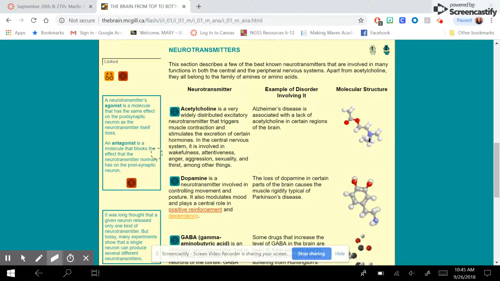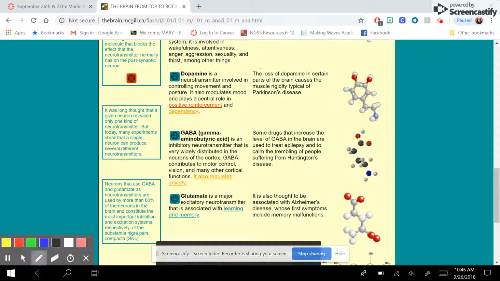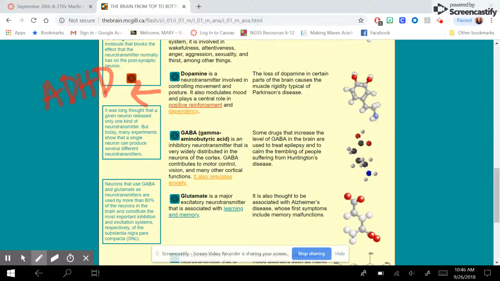The next one is dopamine. Dopamine is another one that can control movement and posture, and also mood. And I would also add that people that have ADHD don't have enough dopamine, so this is also associated with ADHD. People that do not have enough dopamine typically end up with ADHD. When you have a loss of dopamine, it can also cause muscle rigidity and Parkinson's disease. That's a disease where maybe someone is trying to write and they have a shaky hand and can't really control their hand movement.